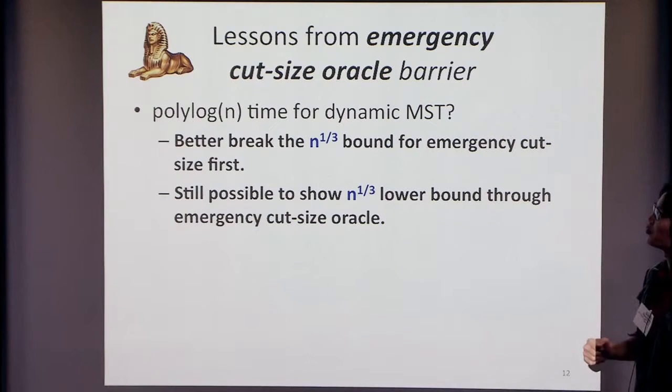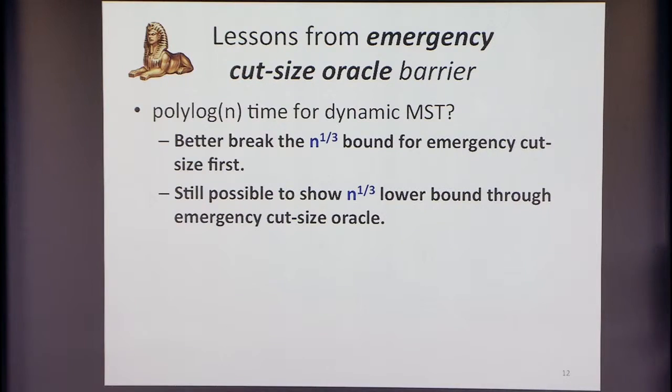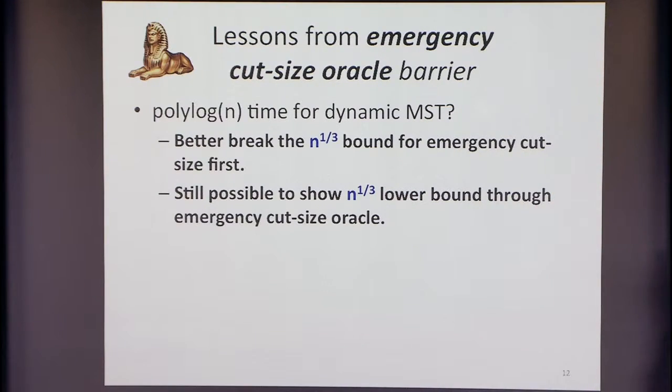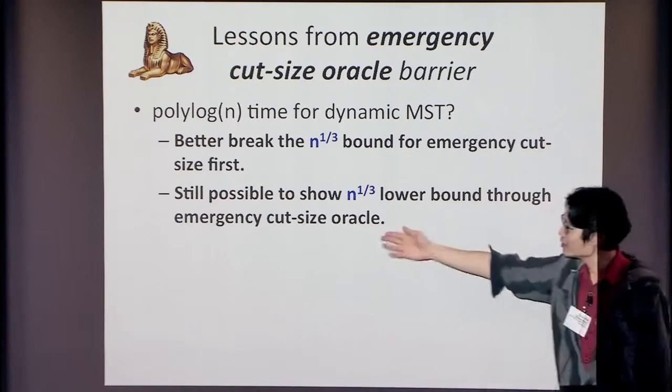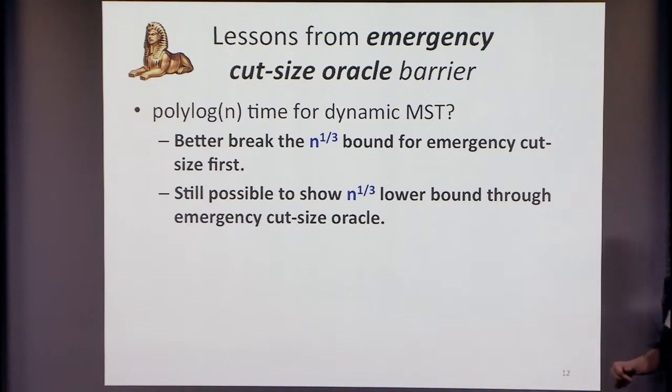So first of all, if you want to know whether you can solve the dynamic MST problem in polylogarithmic time or not, which I think is the big goal that we want to achieve, one message that I want to say is you had better break this n to the 1/3 bound for the problem called emergency cut size first. On the other hand, if you want to prove a lower bound, maybe you can just look at this emergency cut size model and prove a lower bound of n to the 1/3 in this model instead of going to the dynamic setting.